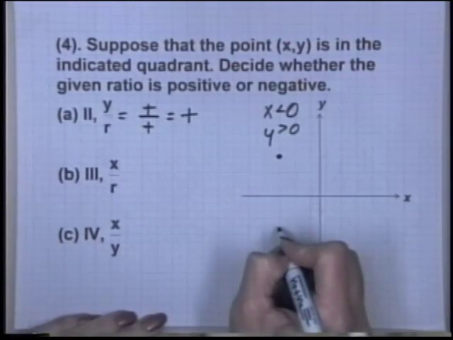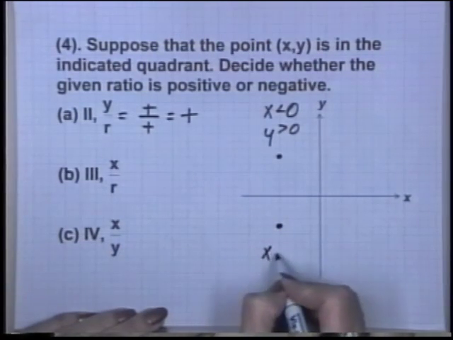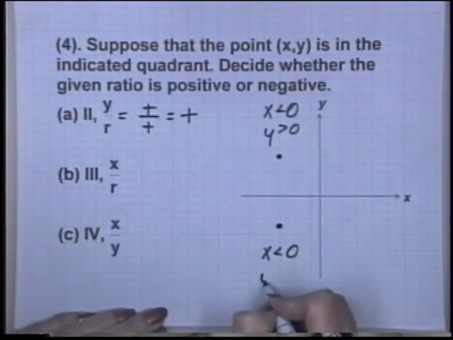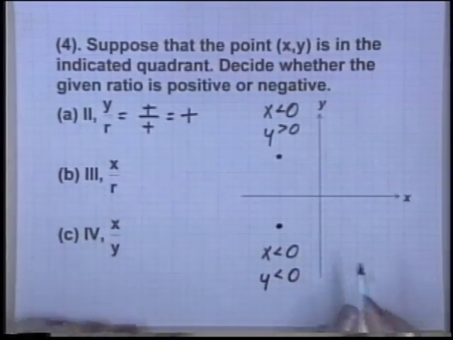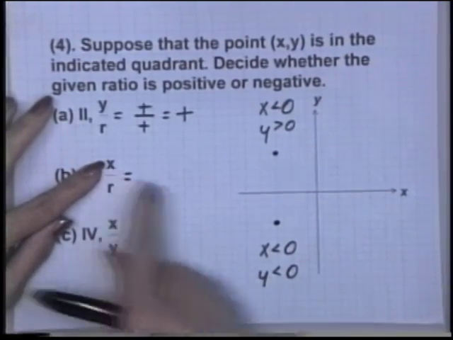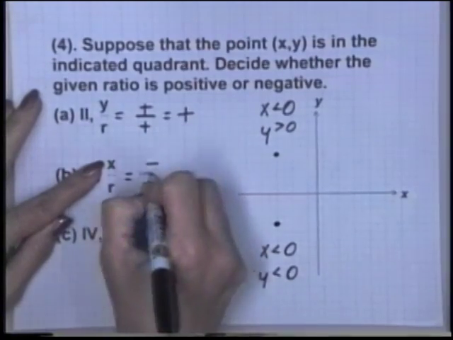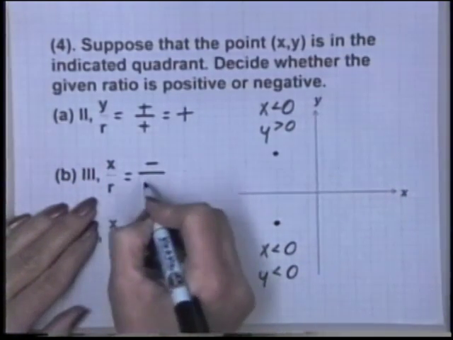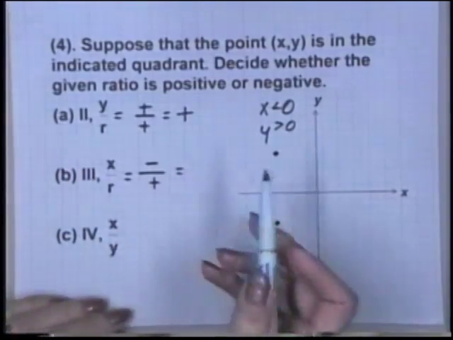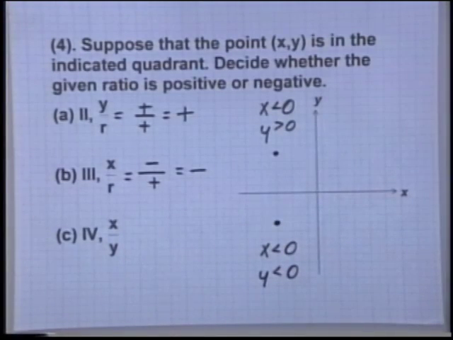Let's look at the third quadrant. What do I know about all the x's in the third quadrant? They're negative, aren't they? What do I know about all the y's? They're negative. So for the ratio x divided by r, the x's for any point in the third quadrant would be negative, and I'll just write the little negative. Once again, r is always positive, and so if I have a negative number divided by a positive number, the result would be negative. So this ratio would equal a negative number for a point in the third quadrant.